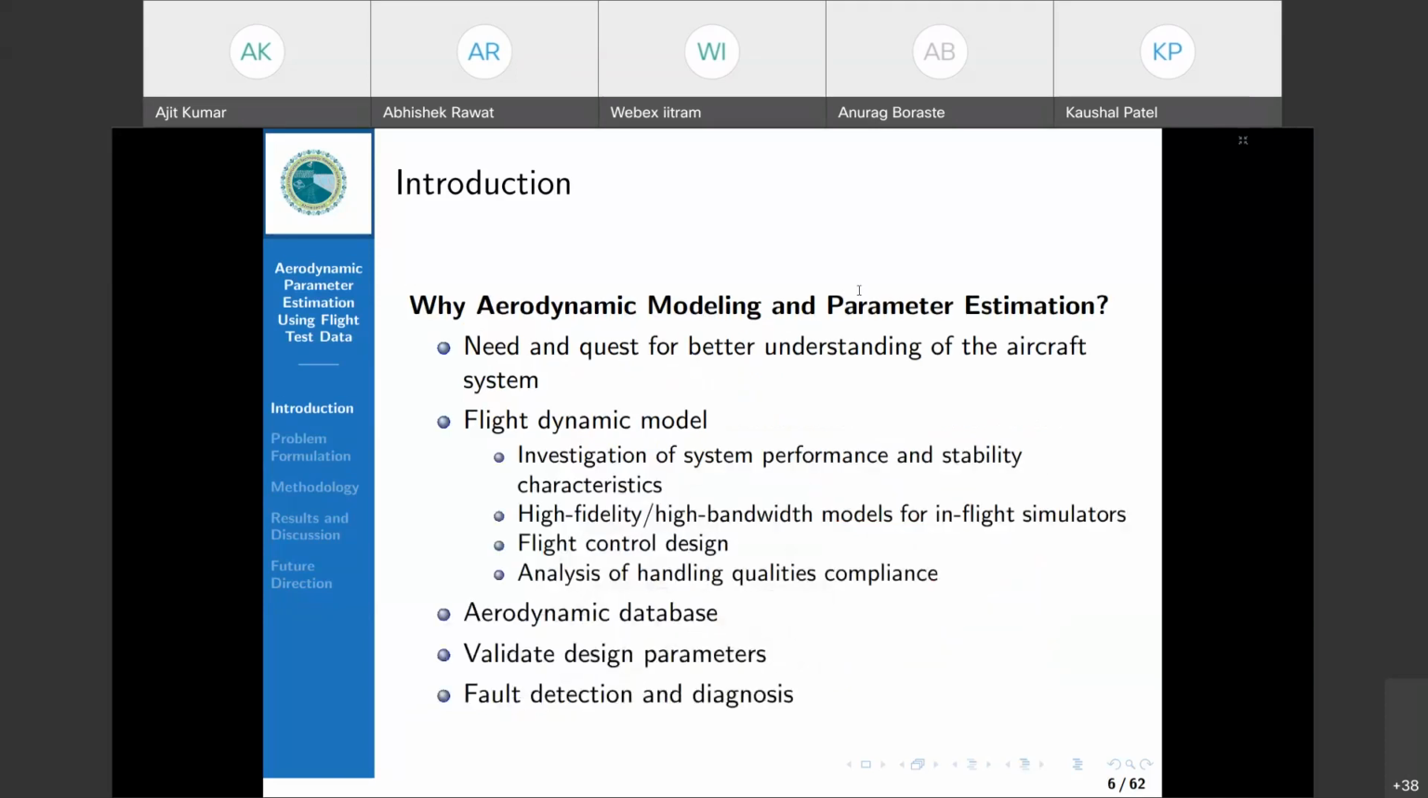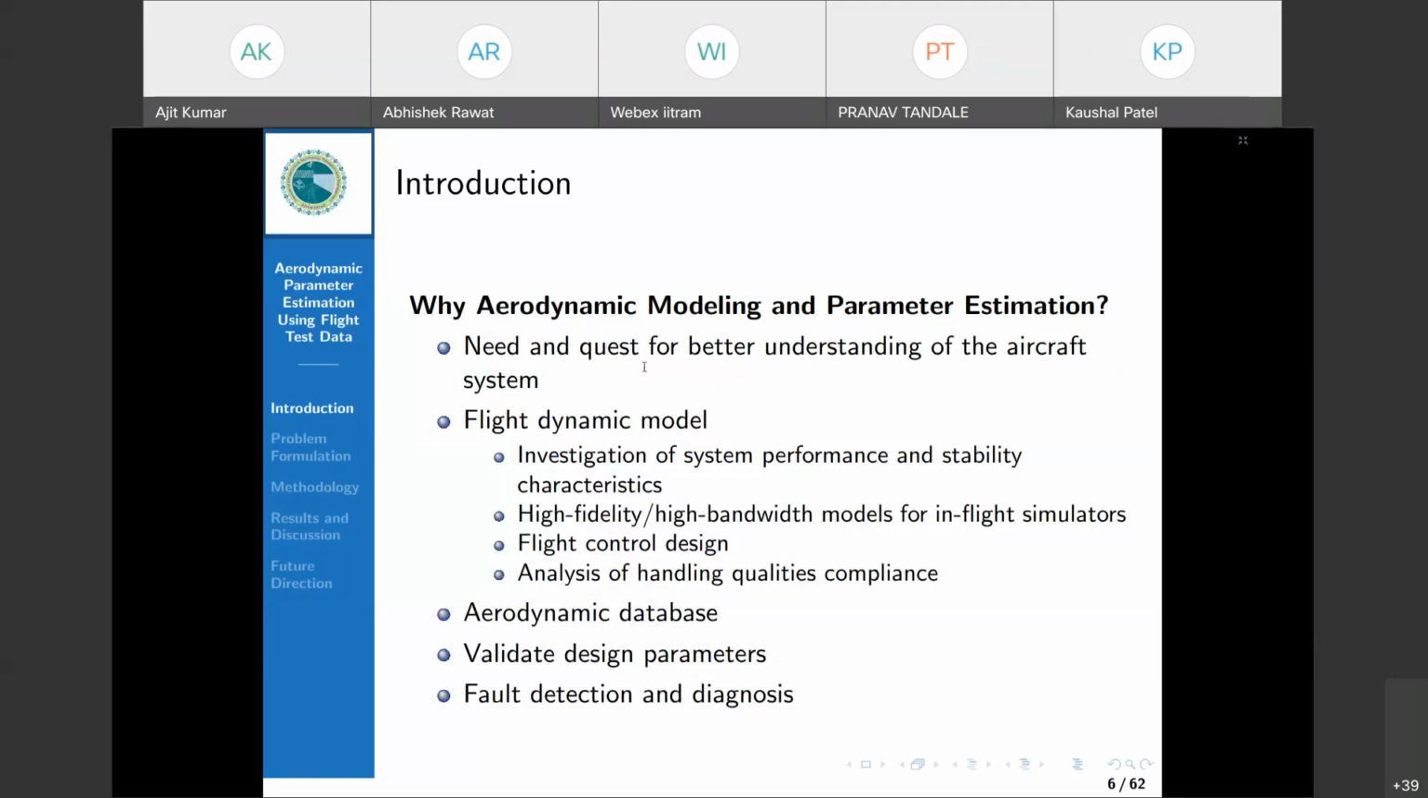Okay. So now, after introducing, we also want to know why parameter estimation is required, why we are going for aerodynamic modeling and parameter estimation. So these are the motivations of this work, that we always have a need and quest for better understanding of aircraft. So aircraft can be manned or unmanned, it can be fixed wing aircraft, rotor wing aircraft or multi-rotor aircraft. So any aerial vehicle can come in this category.